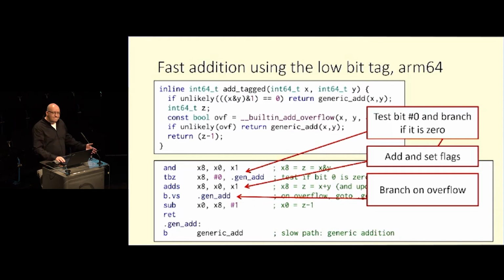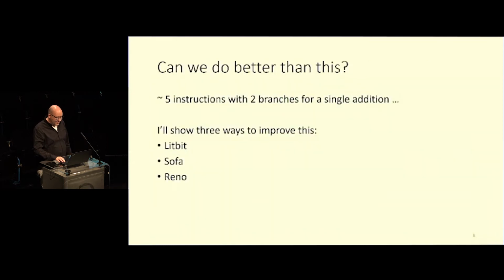And I was really looking, can I make this faster? Because it's kind of not great. For every addition, you have 5 instructions and 2 branches. And modern processors really don't like branches. So how can we do that better? Because if you implement most arithmetic things now, it's going to have high overhead.